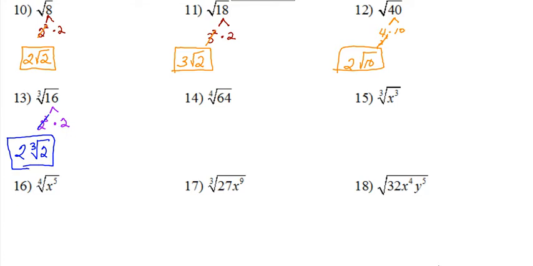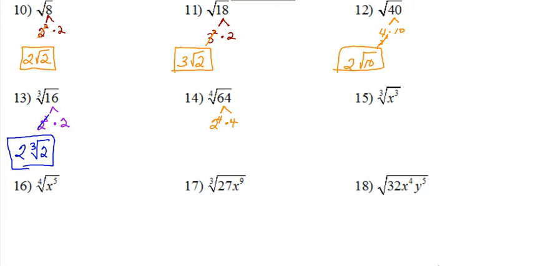Number 14, we're looking at fourth roots. What fourth roots are inside of 64? Well, 16 times 4 is sitting in there. So 16 times 4, or 2 to the 4th, times 4, lives within 64. Okay? So 2 to the 4th, or 2 times 2 times 2 times 2, that's 16 times 4.